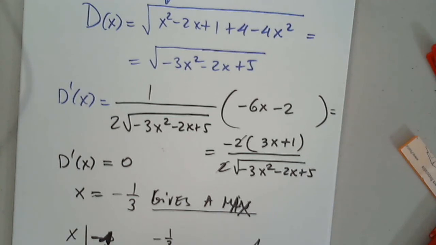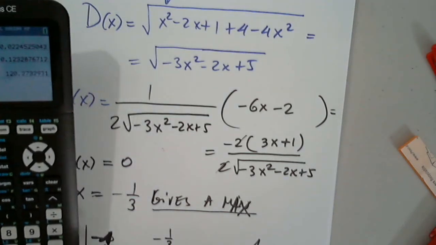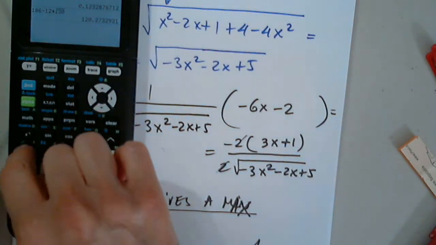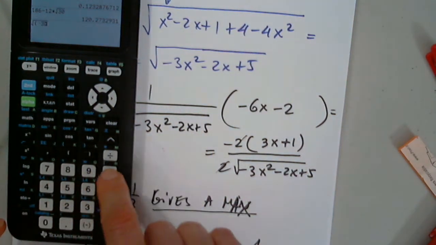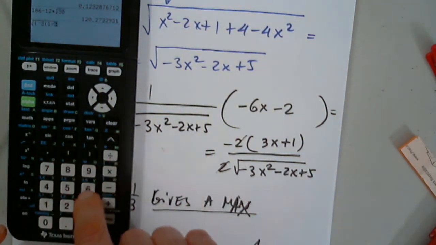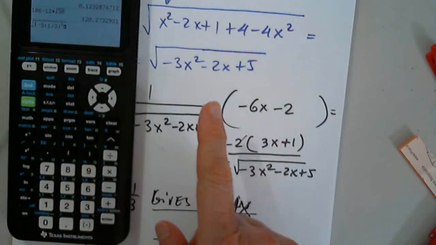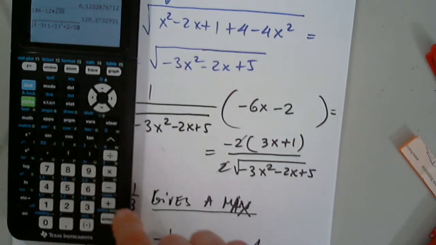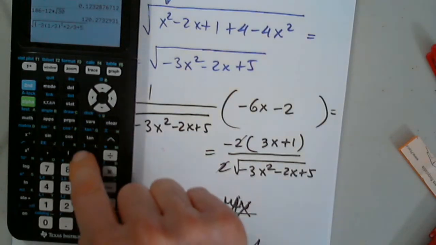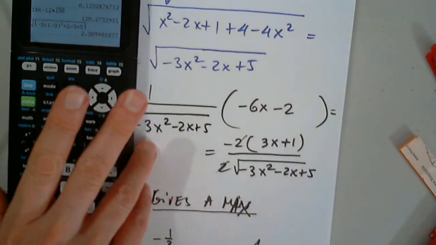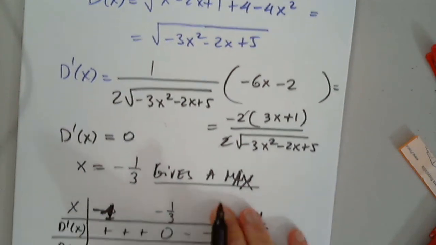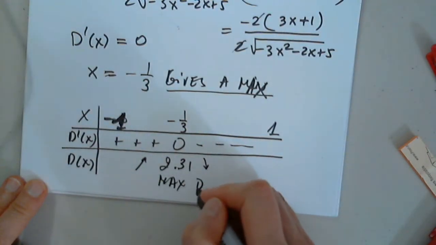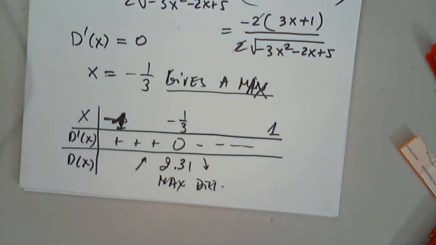So do I want to calculate that by hand? No, I don't want to calculate that by hand. So I'm going to just calculate directly with the square root. And I have negative 3 multiplied by 1/3 squared. It doesn't matter if it's positive or negative because it's squared. But now I have plus 2 divided by 3 and then plus 5. Close the parenthesis. And I got 2.31 approximately. So 2.31 max distance.